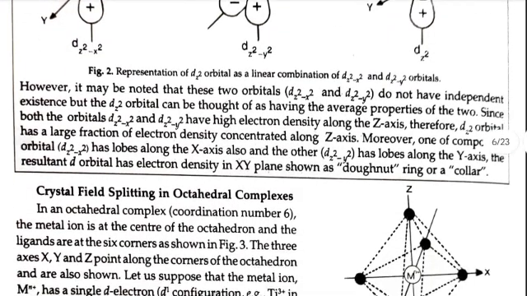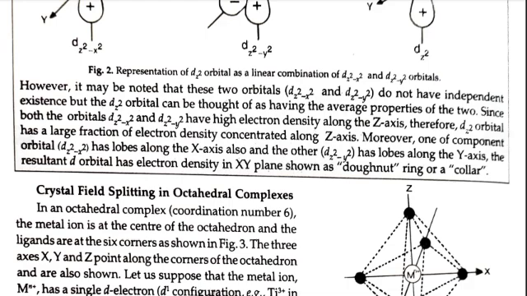However, it may be noted that these two orbitals, dz² − x² and dz² − y², do not have independent existence, but the dz² orbital can be thought of as having the average property of the two. Since both the orbitals dz² − x² and dz² − y² have high electron density along the z-axis, the dz² orbital has a large fraction of electron density concentrated along the z-axis. Moreover, one of the component orbitals, dz² − x², has lobes along the x-axis and the other, dz² − y², has lobes along the y-axis. The resultant d orbital has electron density in the xy plane, shown as a donut ring.